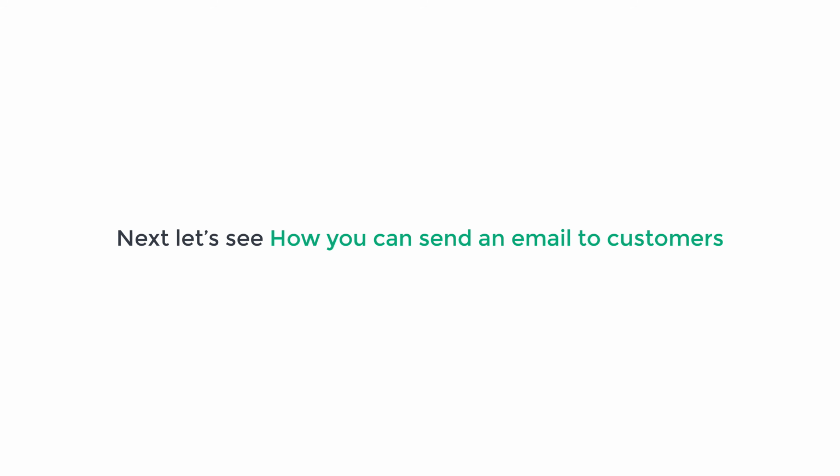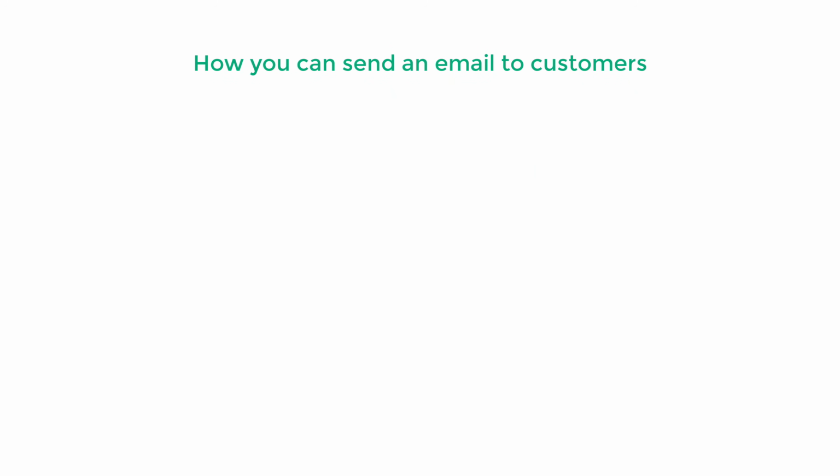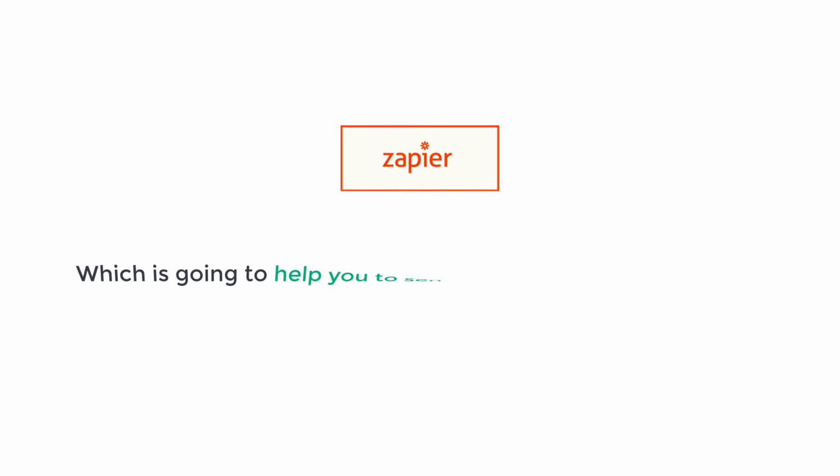Okay, once your customer places an order on your app, how will you send an email to your customers about the order details? Next, let's see how you can send an email to your customers. To do that, we are going to do 3 steps. The first step is to create an account on Zapier. This is the website which is going to help you send an email to your customers.